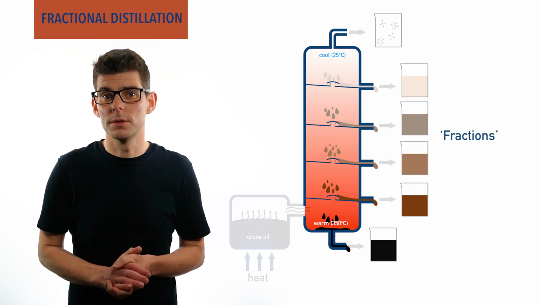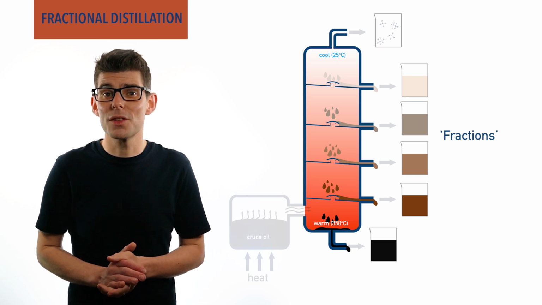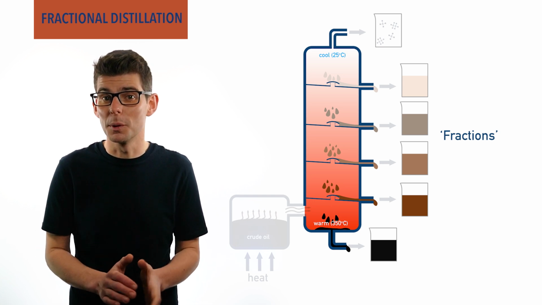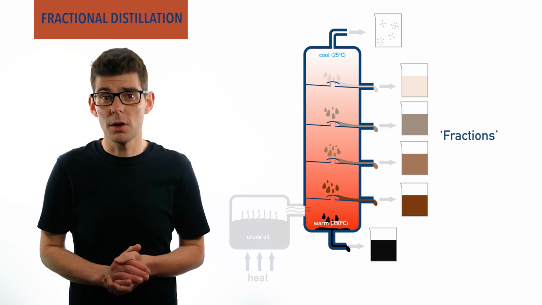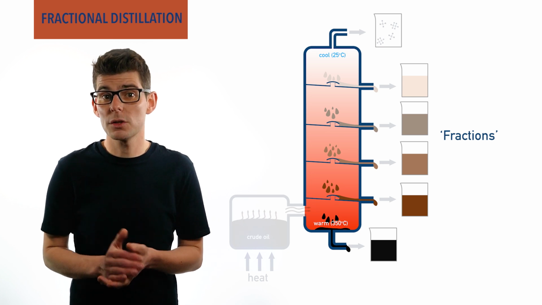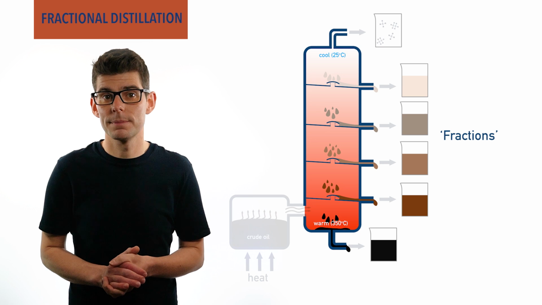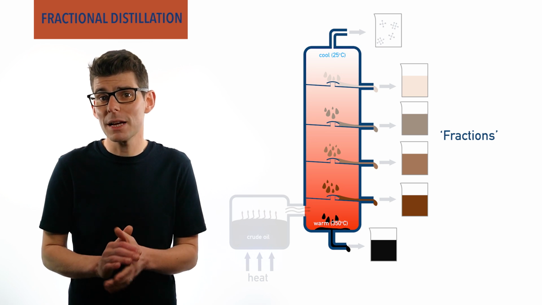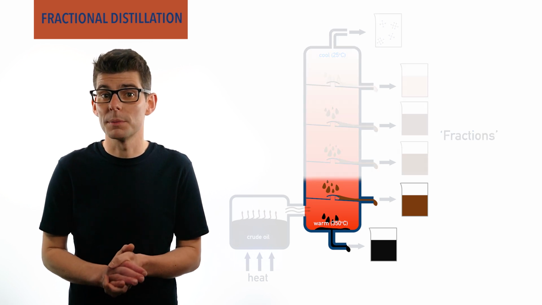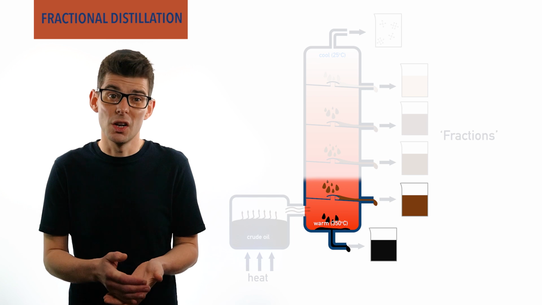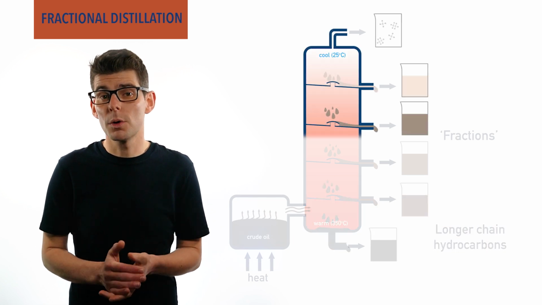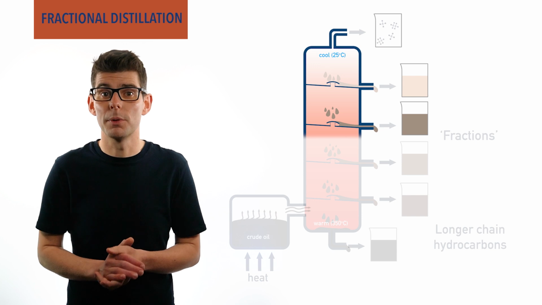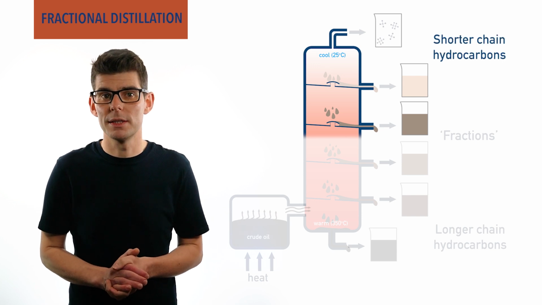are called fractions. Fractional distillation columns have to be very tall in order to enable the temperature to change gradually up the column, enabling condensation to occur at different heights. Fractions from lower down in the column will contain hydrocarbons that have higher boiling points, longer carbon chains, and fractions from higher up in the column will contain hydrocarbons with lower boiling points, shorter carbon chains.